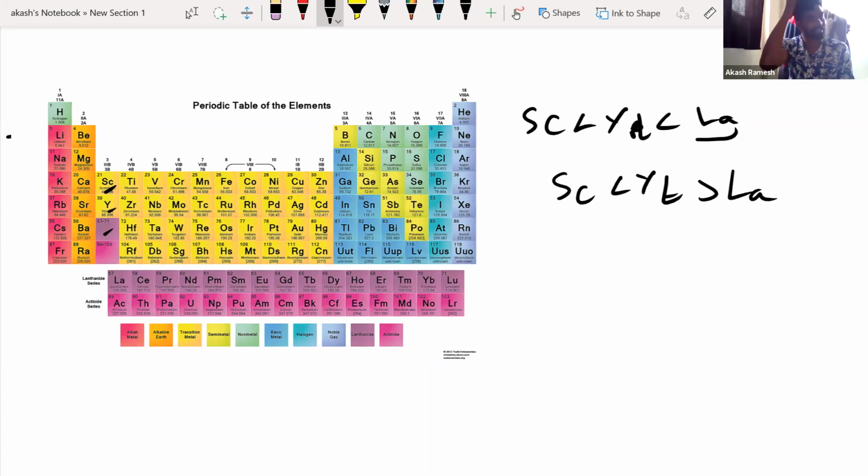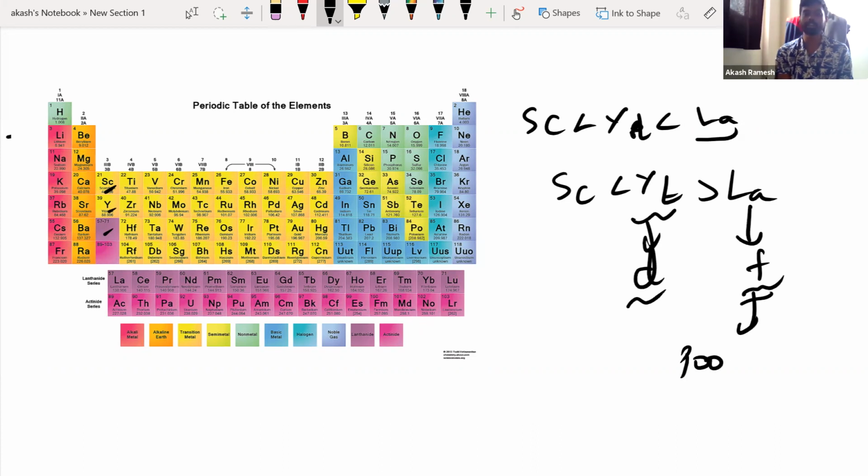Now, why is it like this is the question. Till yttrium, you have d electrons, basically the d electrons are filled. But when you go into lanthanum, what will happen? You are going to the f orbital. So what is happening? F orbitals have very, very poor screening. Shielding effect can also be called screening effect.